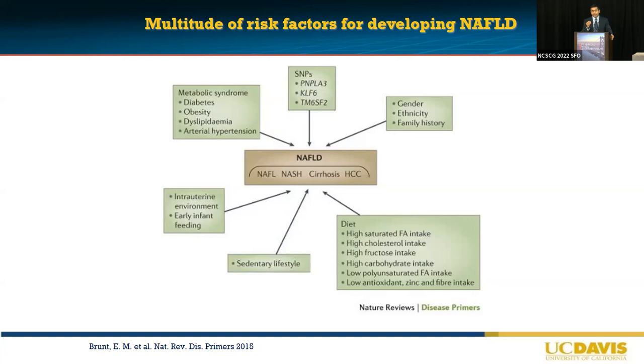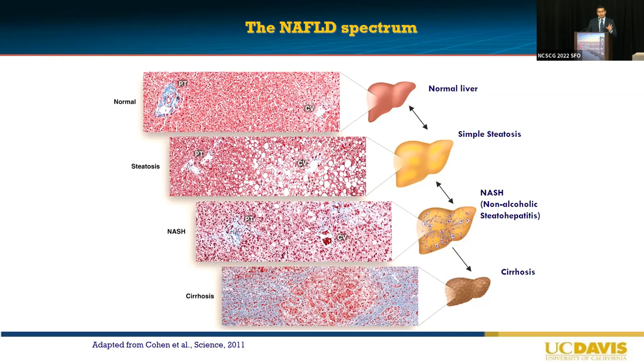It's important to keep in mind that in some patients who have certain genetic mutations or SNPs, which is TM6SF2 and the PNPLA3, it can lead to increased progression of NAFLD in these patients, and gender, ethnicity, and the family history can also add on to some of these patients for the development of NAFLD and also NASH. So this shows the NAFLD spectrum.